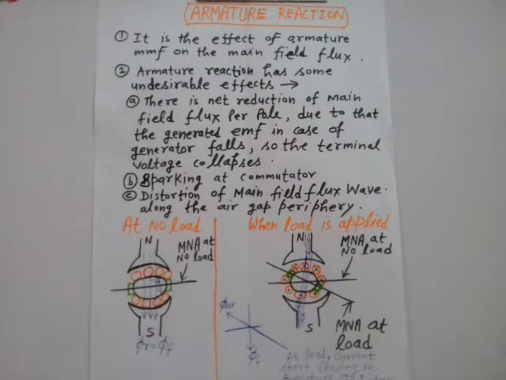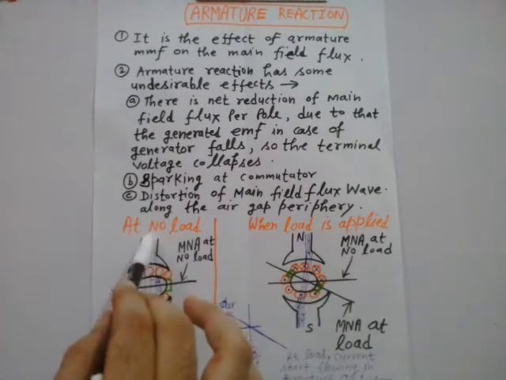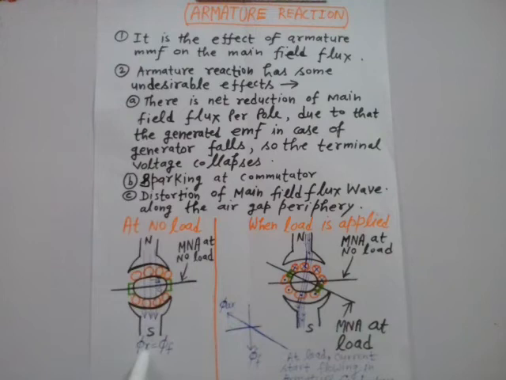Now when you analyze, at no load condition there is only one flux, that is the resultant flux, and this is nothing but the main field flux phi f. So phi r represents the resultant flux, and this resultant flux is equal to the main field flux.